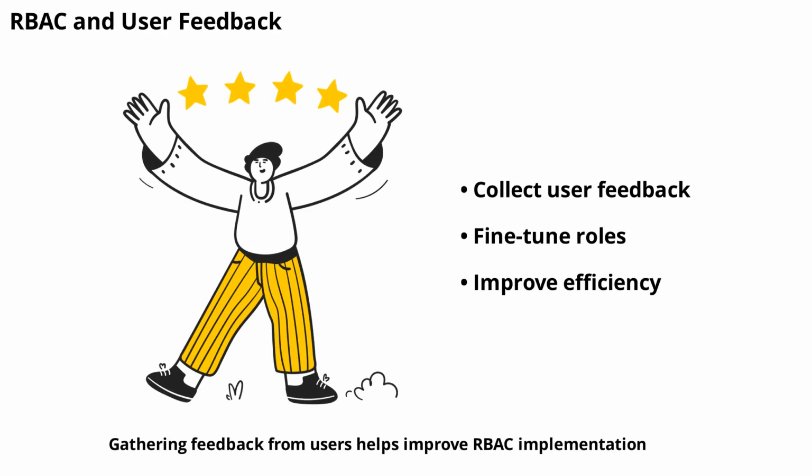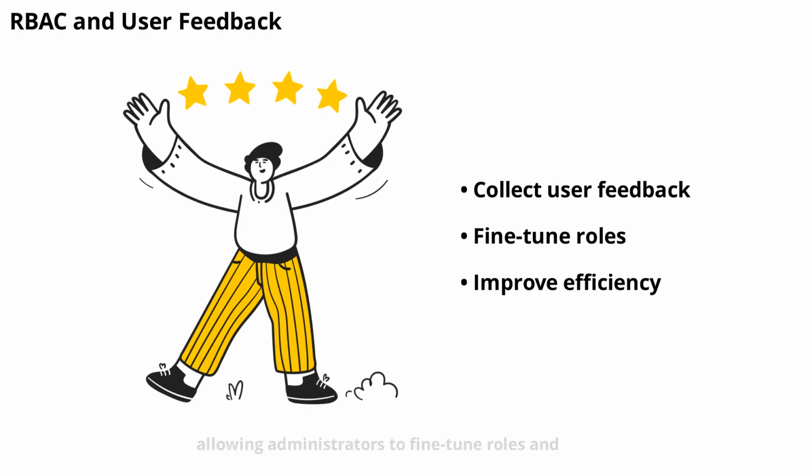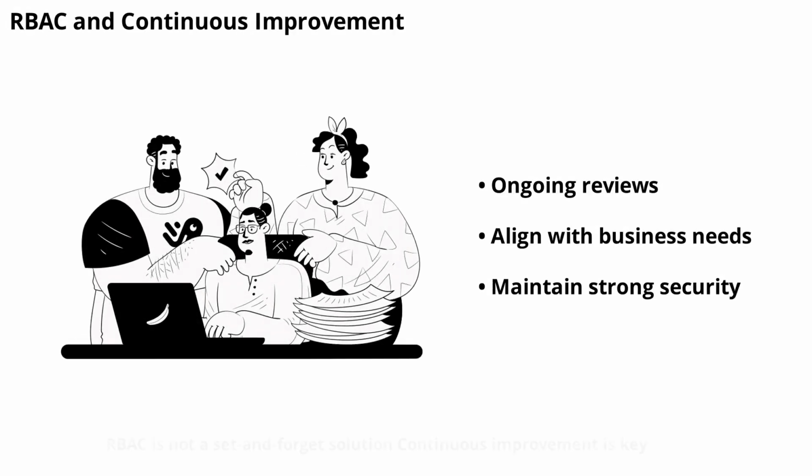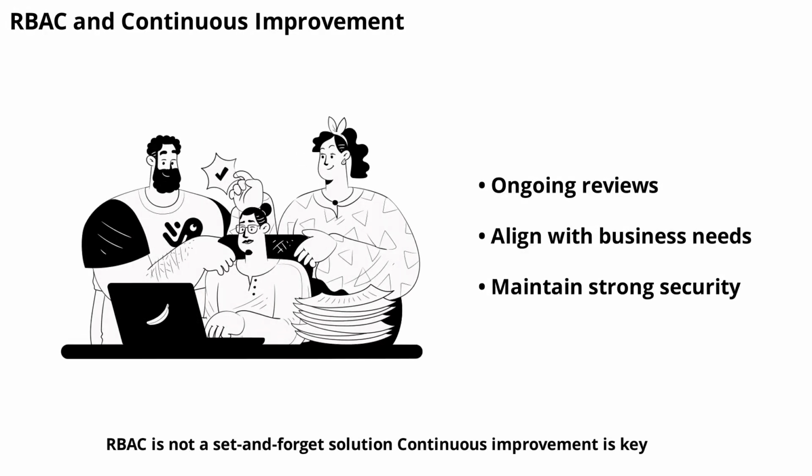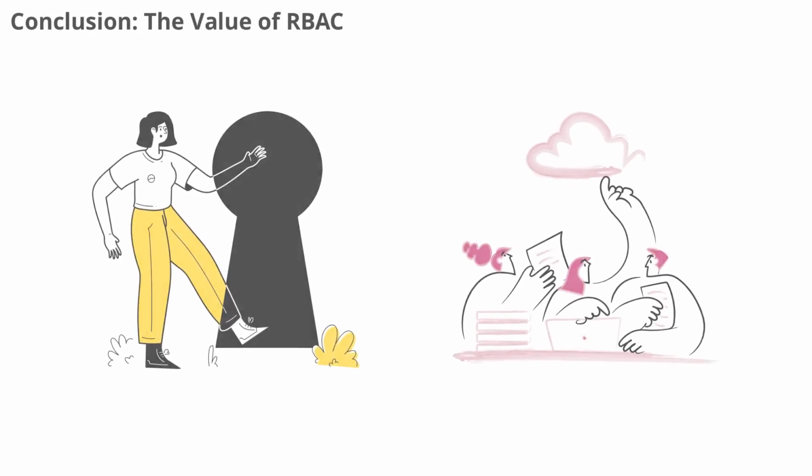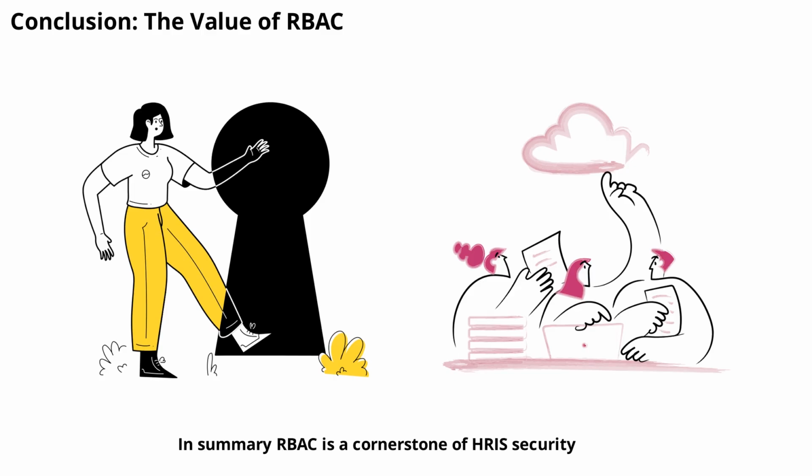Gathering feedback from users helps improve RBAC implementation. Employees can highlight areas where access is too restrictive or too broad, allowing administrators to fine-tune roles and permissions for optimal efficiency and security. RBAC is not a set-and-forget solution. Continuous improvement is key. Regularly review roles, permissions, and user assignments to ensure they align with current business needs and security requirements.